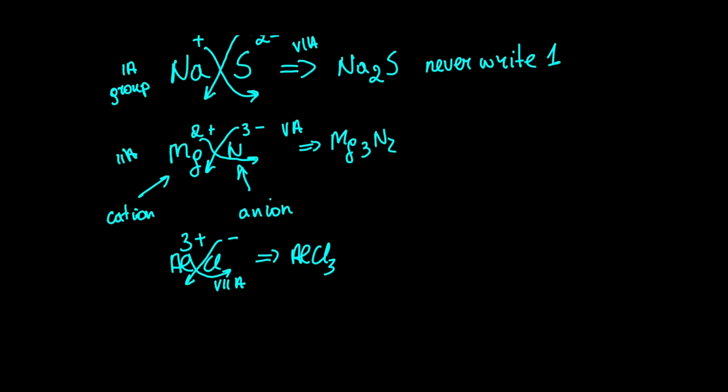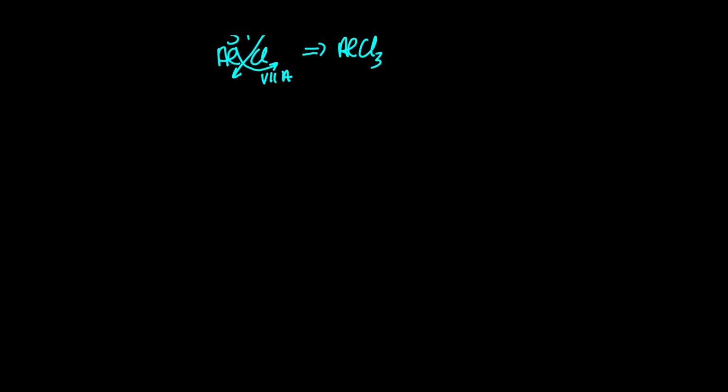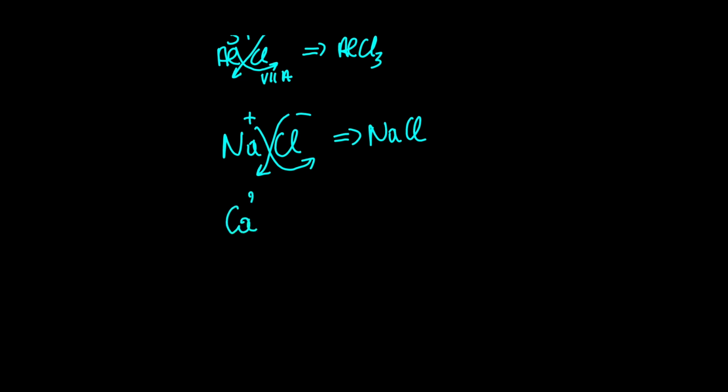Now what to do if ions have same charges? Let's look at sodium chloride. Sodium has charge of 1 plus and chloride of 1 minus. If we do crisscrossing, we should get just NaCl. However, if charges are not 1 plus and 1 minus, but for example 2 plus and 2 minus, we have a different situation. In this case, we have calcium 2 plus ion and sulfur 2 minus ion.